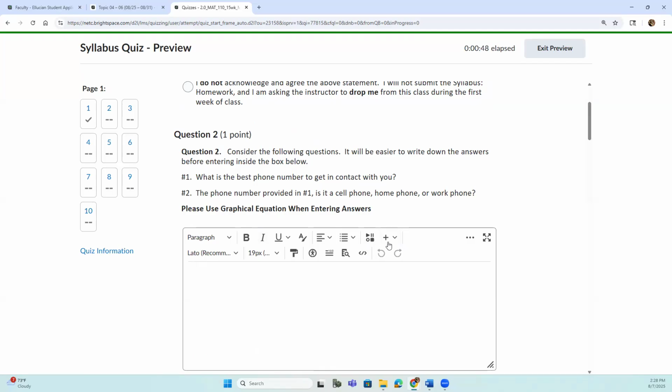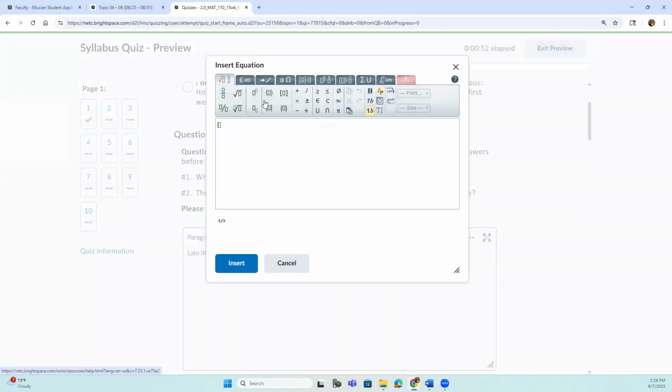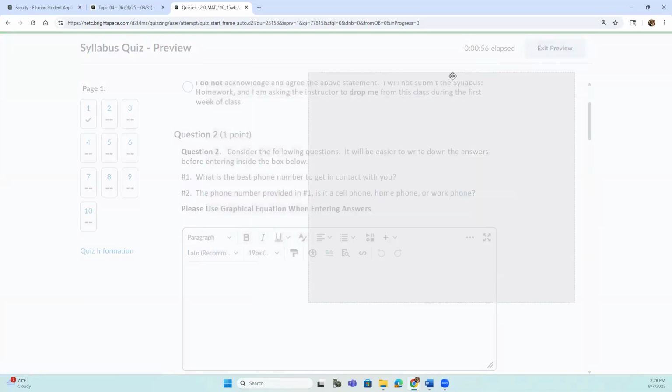So to get to the graphical equation, click on the plus sign, click on equation, and click on graphical equation. See, this thing covered up the problem. That's the reason why you write the answer on a piece of paper.